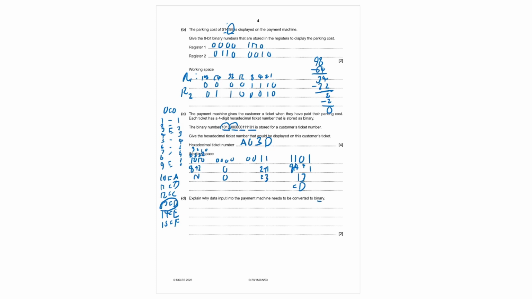Explain why data input into payment machine needs to be converted to binary. Now we know that binary can be either 1 or 0. It can only be yes or no. Did they pay or did they not? And that's what we write here.